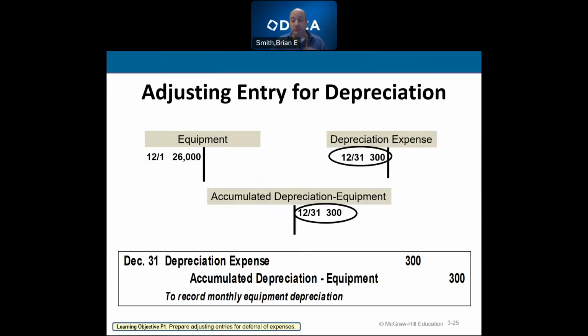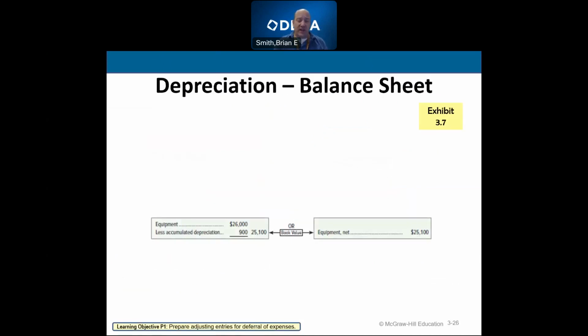Now, interestingly enough, on the balance sheet, you're going to present it like this. Your equipment is going to be that 26,000, and then it's going to show how much accumulated depreciation you have against that account.